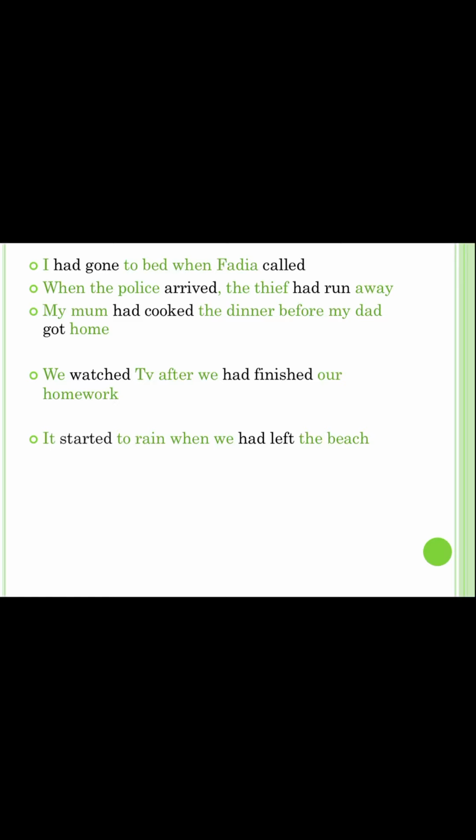I had gone to bed when Fadia called. So, I had gone happened first, then Fadia called. The past perfect, as I said, happened before the past simple. When the police arrived, the thief had run away. So, had plus verb 3: run, ran, run. My mom had cooked the dinner before my dad got home. So we have two verbs, had plus verb 3 and simple past.